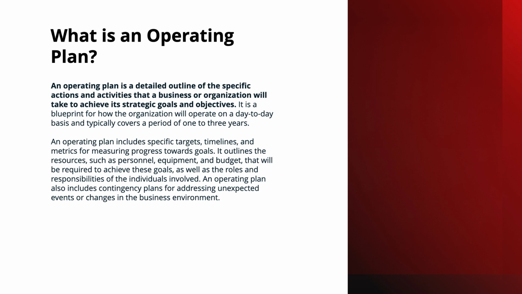An operating plan includes specific targets, timelines, and metrics for measuring progress towards goals. It outlines the resources such as personnel, equipment, and budget that will be required to achieve these goals, as well as the roles and responsibilities of the individuals involved. An operating plan also includes contingency plans, so backup plans for addressing unexpected events or changes in the business environment.